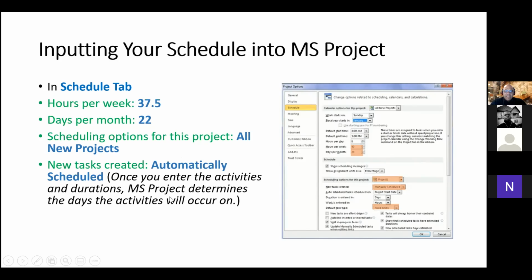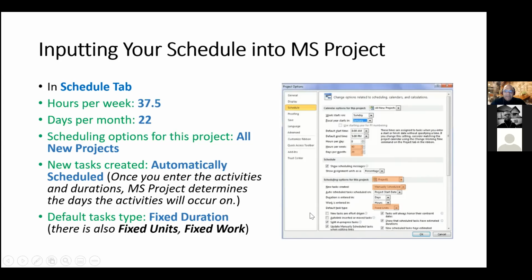Once you enter the activities and durations, Microsoft Project determines which days and activities will occur. So if you put it as manually scheduled, you'll have to go in and manually do this. You don't want that, you want these calculations to be automatic, right? So make sure that new tasks created should be automatically scheduled. And the default task type should be fixed duration.